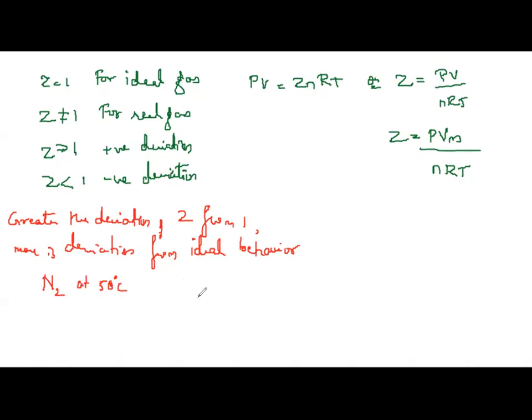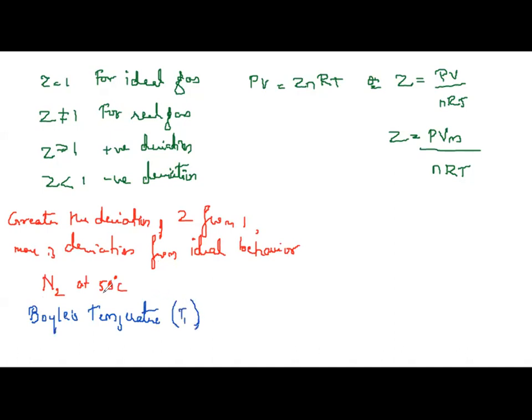What does this mean? This temperature at which a real gas exhibits ideal behavior for a considerable range of pressure is known as Boyle's temperature. Boyle's temperature. Yes, represented as TB, or you can say Boyle's point.